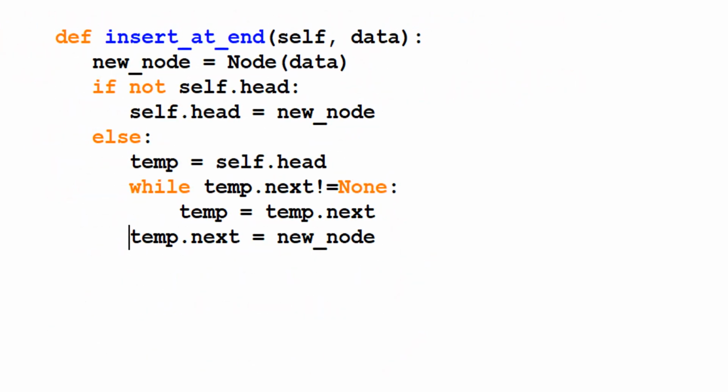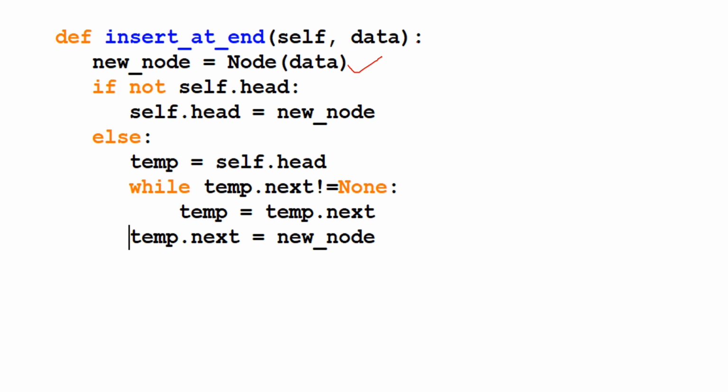Now to the next one, insert a node at the end, sorry. Okay, now we are going to insert the node at the end. How? Let us assume there are some elements in the linked list. Now create a new node with the node data, and if self dot head is not available, make that new node the head.